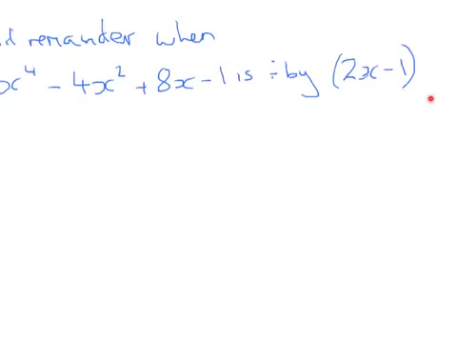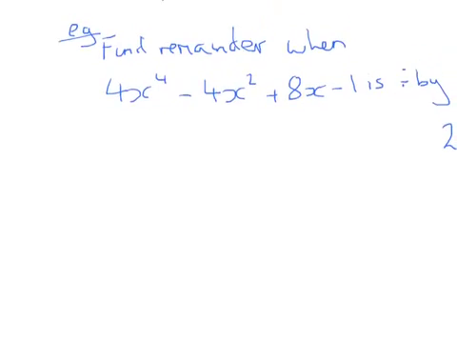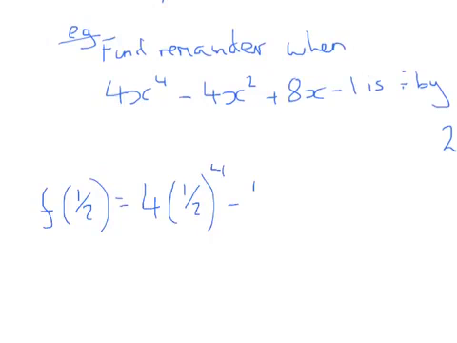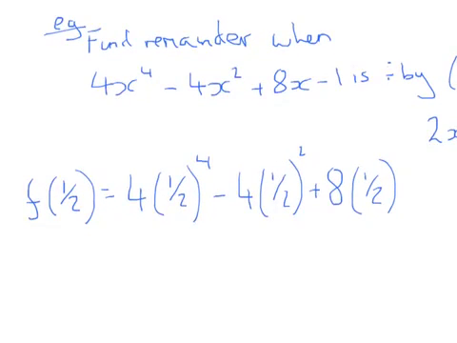So if I want to do it the long way, I can say 2x minus 1 is equal to 0, 2x equals 1, so x equals a half. That's what I'm going to sub into my function of x. So my function of x is this, so I want to know what the function is when I chuck in a half. So that's going to be 4 lots of a half to the 4 minus 4 lots of a half squared plus 8 lots of a half minus 1.